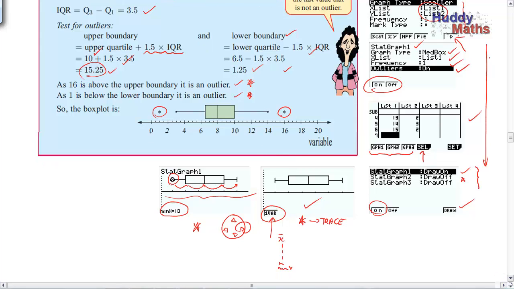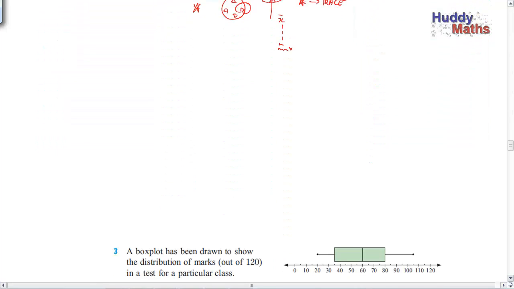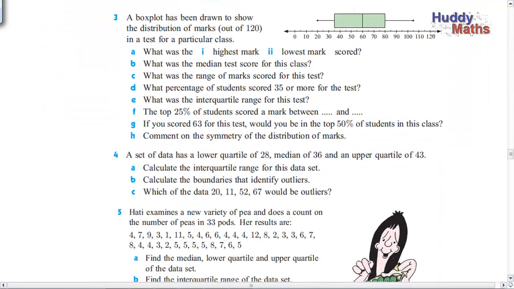Okay, come down now and let's have a look. Here are some. There's a graph that's been drawn. I want you to try and work out what's going on with that in question 3. So have a go at question 3 and question 4, and pause it. I'll show you the answers later on.